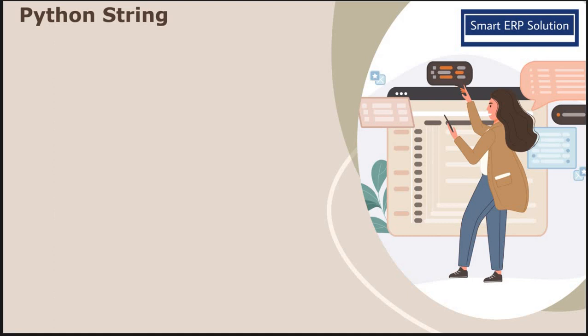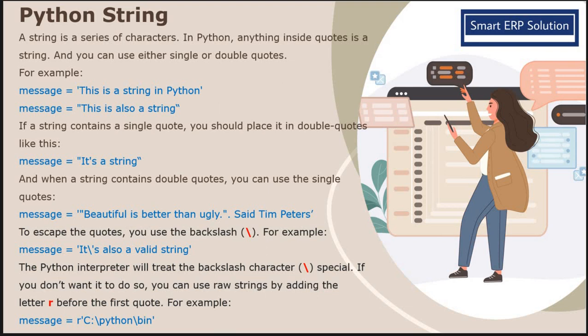Now, Python string. A string is a series of characters. In Python, anything inside quotes is a string, and you can use either single or double quotes. For example, message is a Python variable. Here we assign 'this is a string' in Python within the single quote, and again we assign "this is also a string" within the double quote.